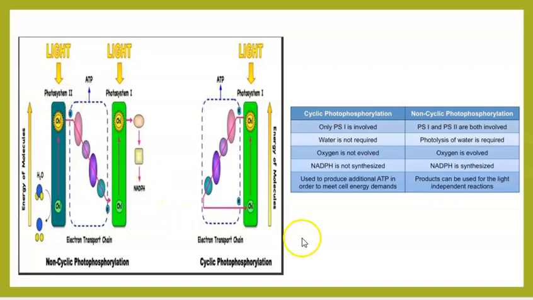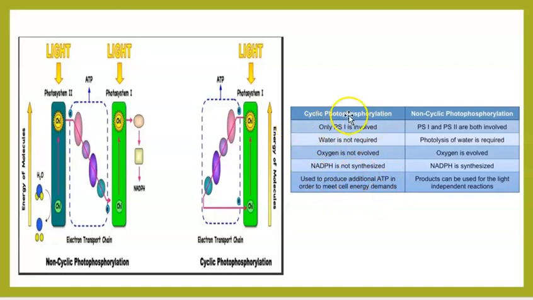Please look here carefully. In cyclic, only photosystem 1 is involved. In non-cyclic, both are involved. In cyclic, water is not required, but in non-cyclic, as we just studied, we do the splitting of water, which is photolysis. In cyclic phosphorylation, oxygen is not involved. In non-cyclic, we just saw oxygen is involved as the waste product. In cyclic phosphorylation, you don't make NADPH, but in non-cyclic, we just made NADPH, remember? And then the last one is not very important.